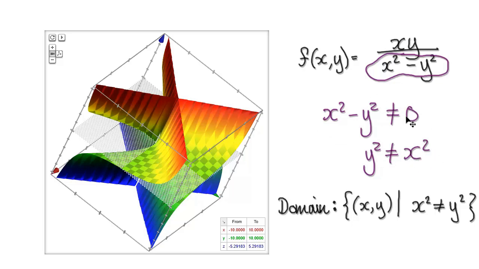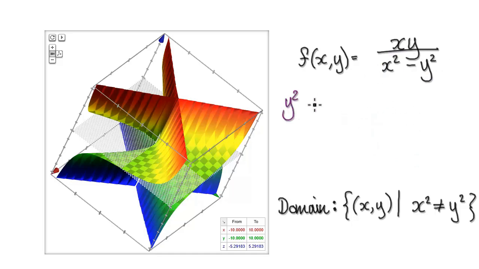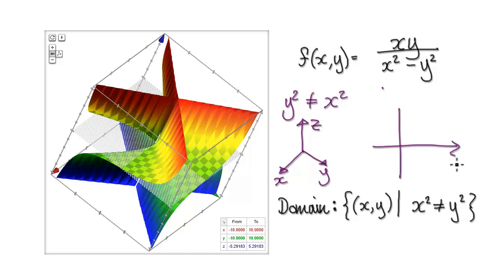So what that means is this: if you have y squared cannot be equal to x squared, what it means is this. Normally when you picture a 3D function, in your mind you will picture 3 axes: x, y, and z. But we are just looking at the domain. So let's just picture it like this: x and y. And this thing here is actually describing y equals x and y equals negative x.